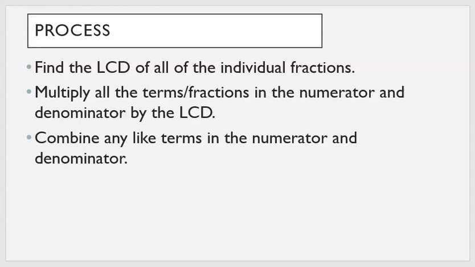Your first step to simplify these is to find the least common denominator of all of the individual fractions that you have in both the numerator and denominator of the larger fraction. Once you identify the LCD, you're going to multiply every single term, or fraction if it is a fraction, by the LCD. And then your last step will be to start combining like terms and canceling out any common factors that you might have at the end.